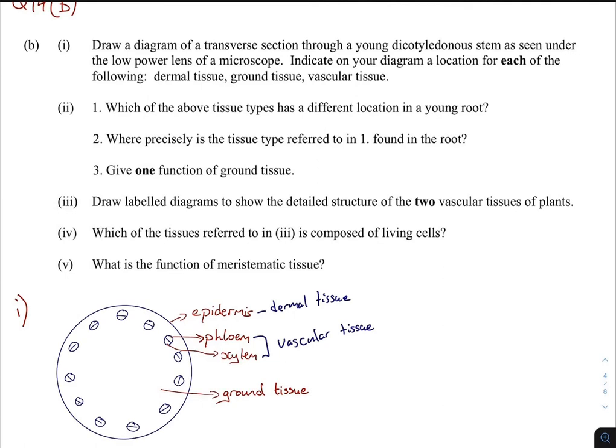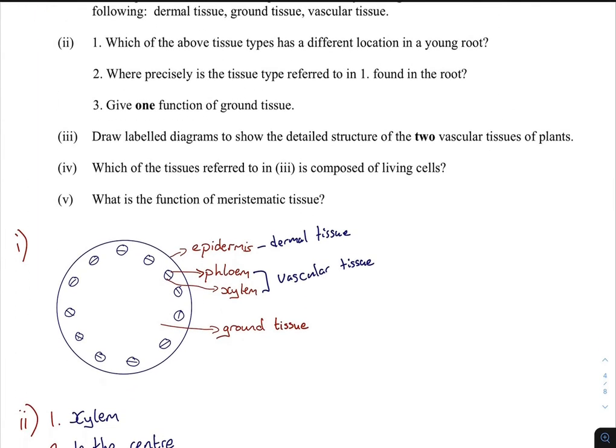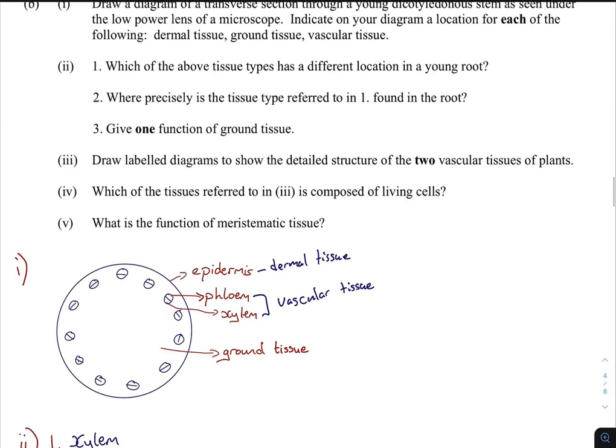Now, which of the above tissues has a different location in a young root? So you need to know the diagram for a root. Now, the diagram for a root doesn't matter whether it's a monocot or a dicot. Okay, there's just one diagram. Okay, and the answer is xylem, because the xylem in a root is in the center here.